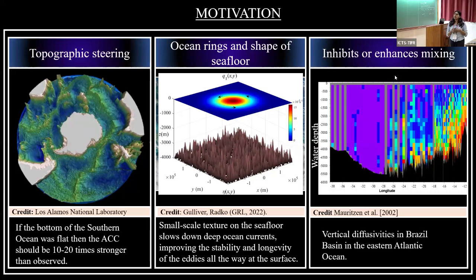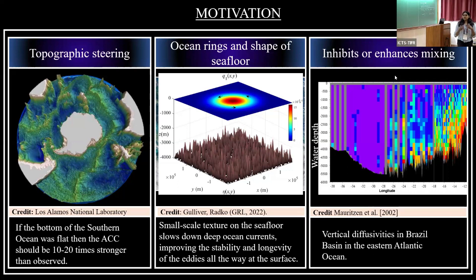the topography in the ocean can inhibit and enhance the mixing. This shows the vertical diffusivities in the Brazil Basin in the Eastern Atlantic Ocean, and we can see that where there are no irregularities, the mixing is less, and where it is rougher, it is enhanced. Another interesting thing about topography is that at high latitudes, where the stratification is very weak, the oceanic flow tends to follow the contours of the topography below it.